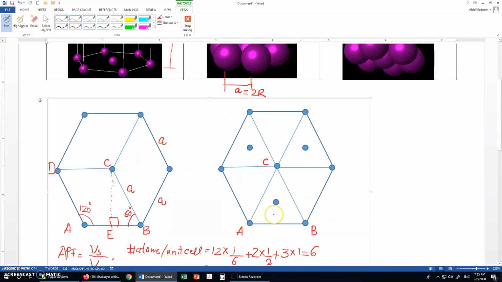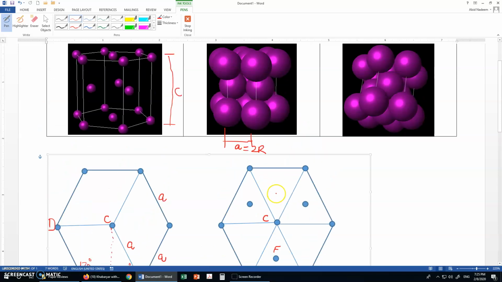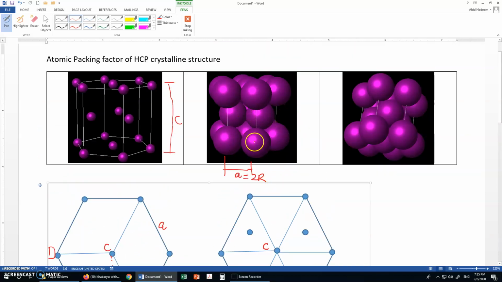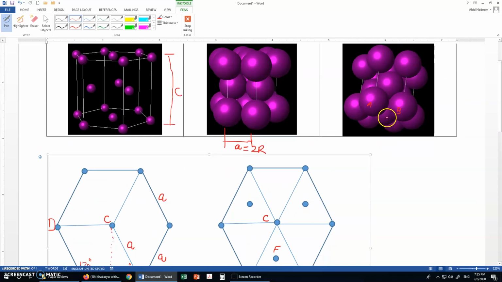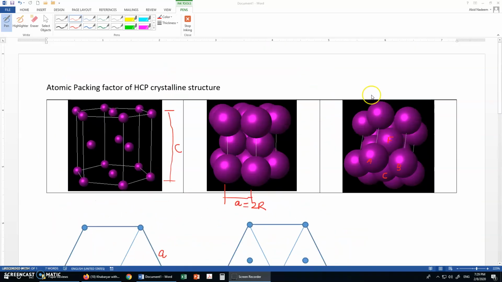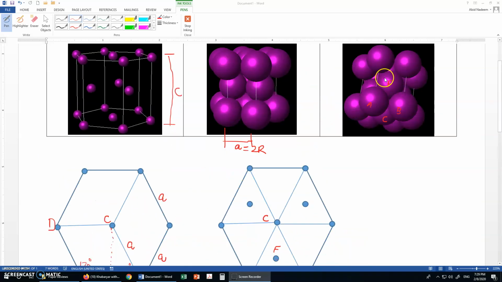And there is another atom over here which we call F. What is this atom? In this shape over here, this is A, this is B, this is C, and this atom will be F. So you can see that the F atom will be resting on these 3 atoms A, B, C.